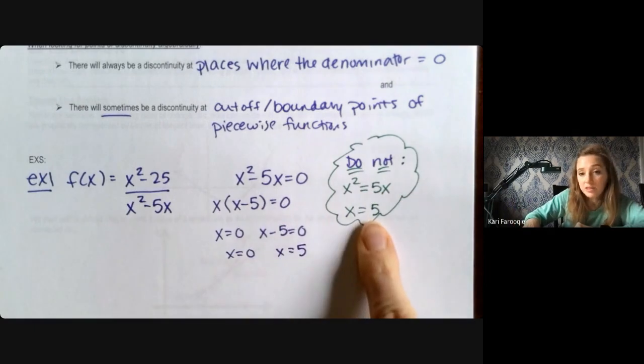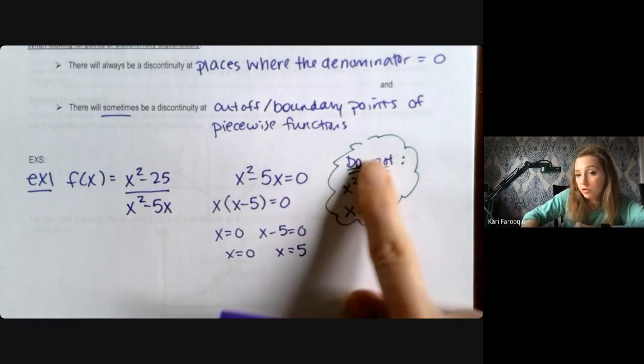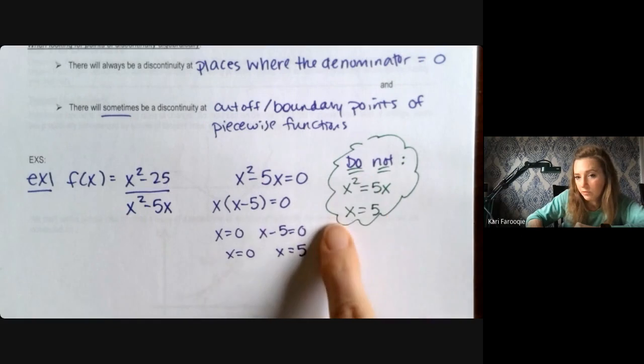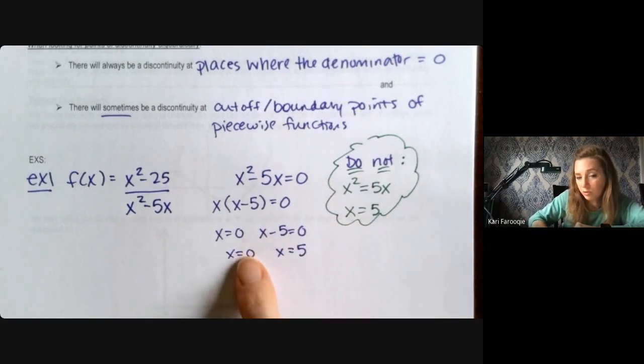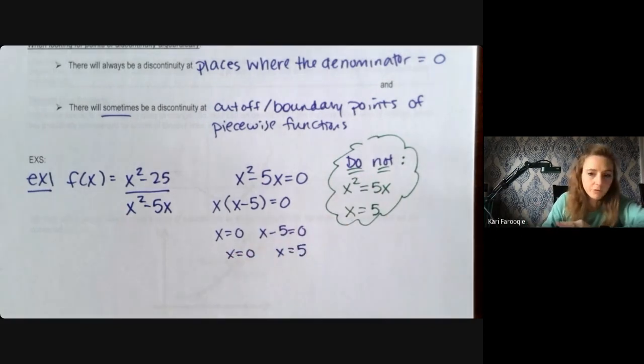So you still do get the x equals 5, but if you do it this way, you cancel out a variable, you lose the solution x equals 0. So just watch out for that. I see students do it all the time, just not realizing that they shouldn't do it.